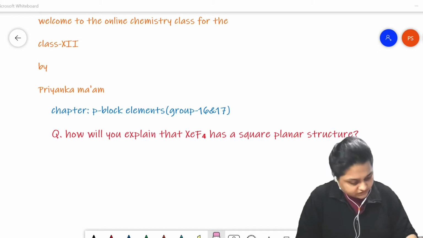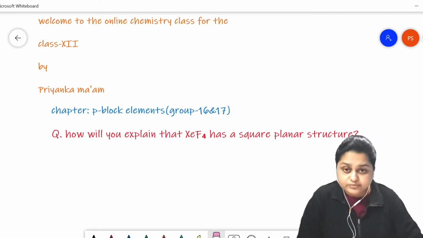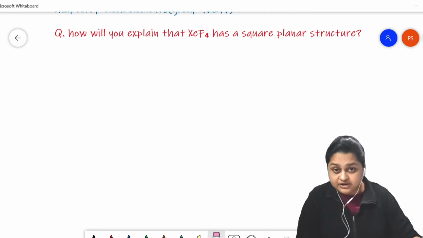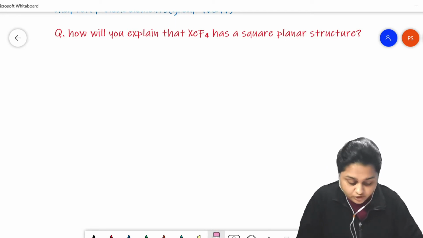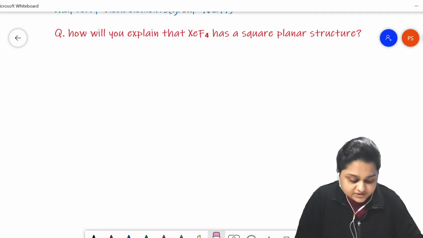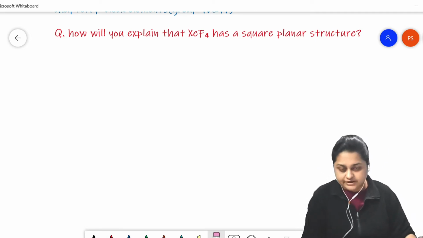The question is: how will you explain that XeF4 has a square planar structure? Now, we are going to use hybridization, like the previous molecular structure questions that we had done. Molecular structure is explained on the basis of the hybridization concept, so we are going to take the help of that concept.